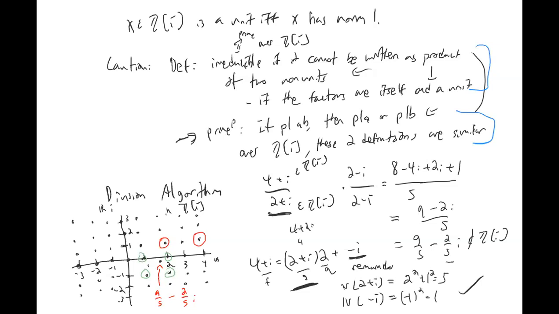Just solve for it, right? This is R. So this is 4 plus 2i, this is 4 plus i. What do you need to add to 4 plus 2i to get 4 plus i? It's a negative i, right? So choosing the closest corner is a way to make the remainder have the smallest norm, right?